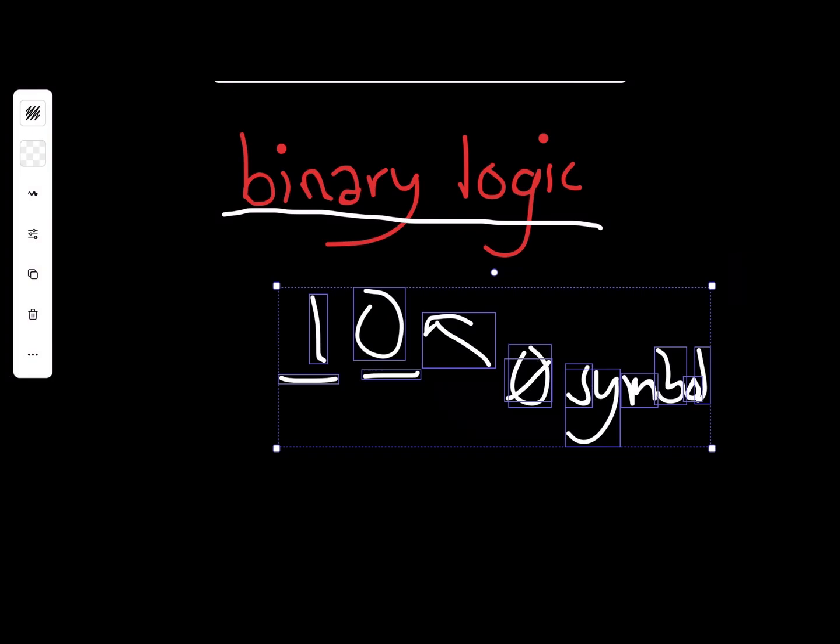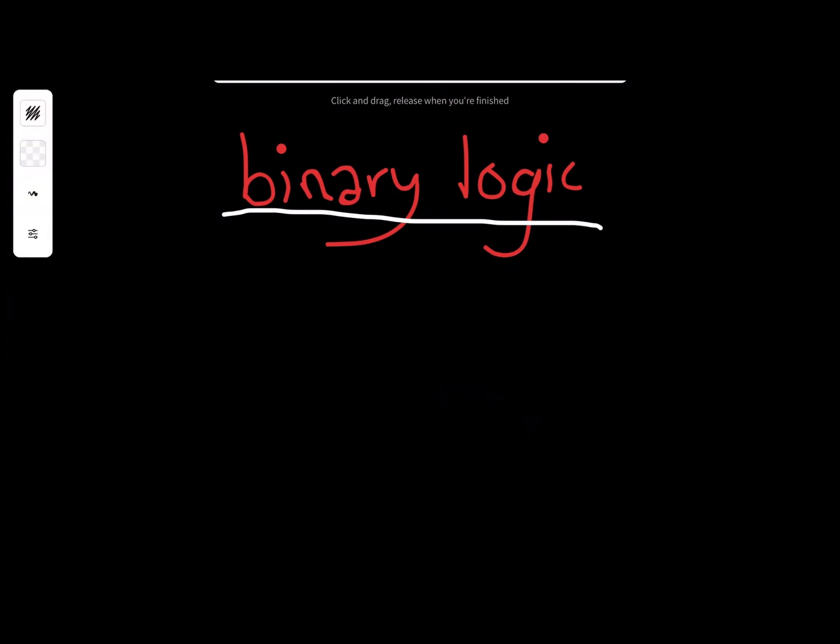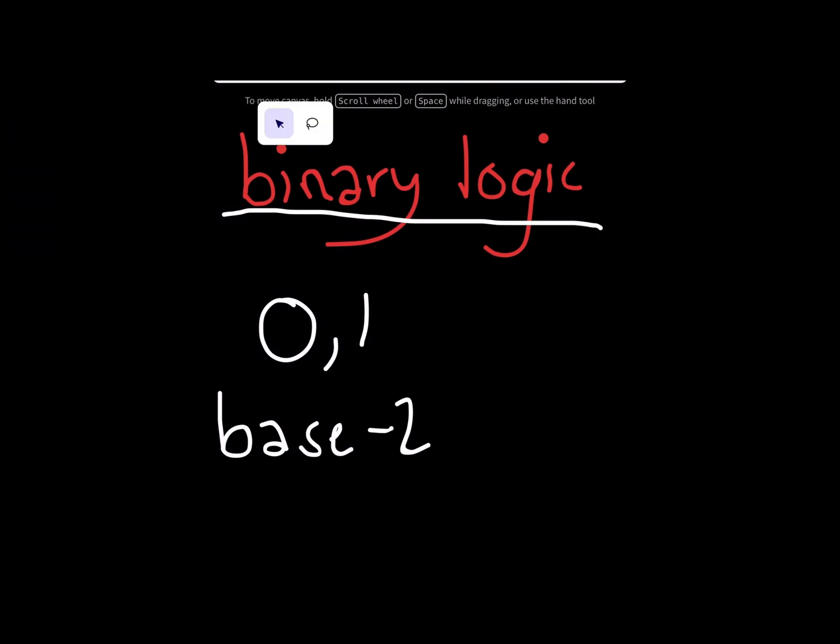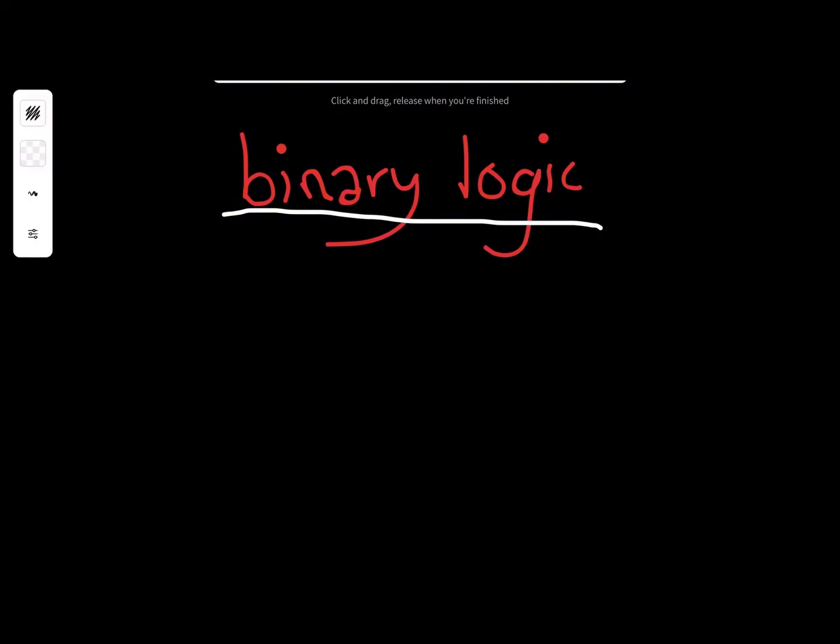So in binary, there's only two unique digits, 0 and 1, and we refer to this as base 2. So in binary, if there's two unique digits, then it's base 2. So in our human counting system, where there's 10 unique digits, 0 all the way up to 9, this is base 10.